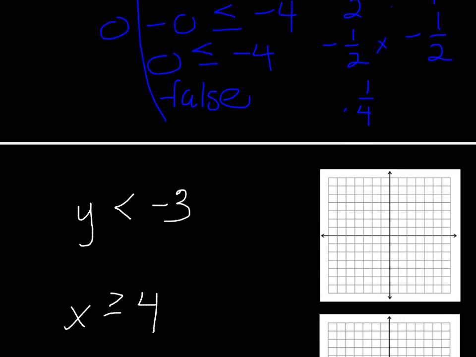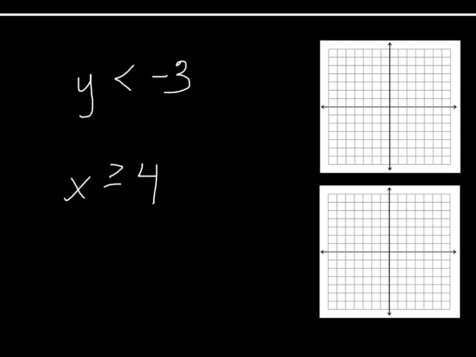Looking at a couple other examples here, I have y is less than negative 3. So I can go straight to my graph because I don't need to put it in slope-intercept form, since it's just a y line and there's no x in this equation, which means that this is a horizontal line at negative 3. But what kind of line is it? Since it's less than and not less than or equal to, it's going to be a dashed line.